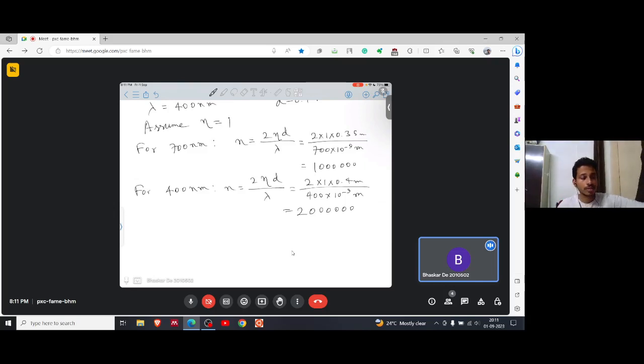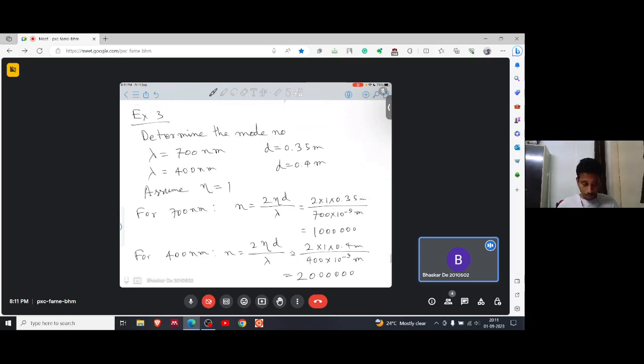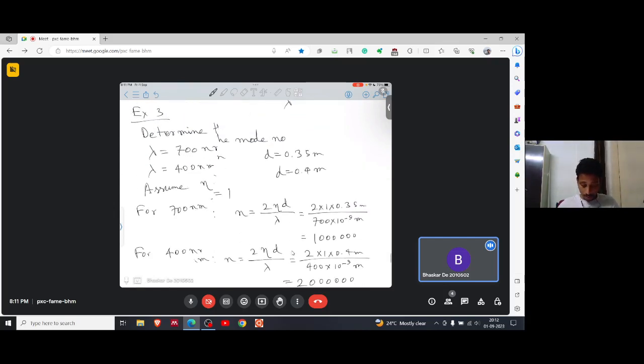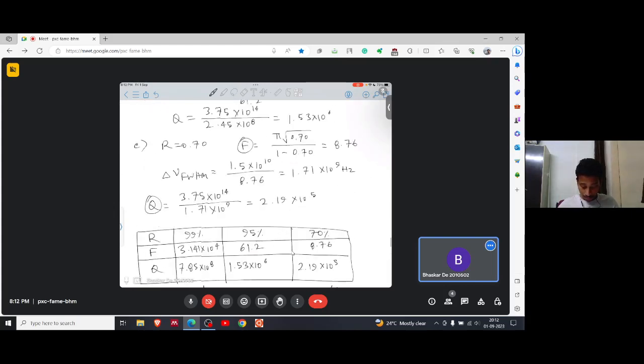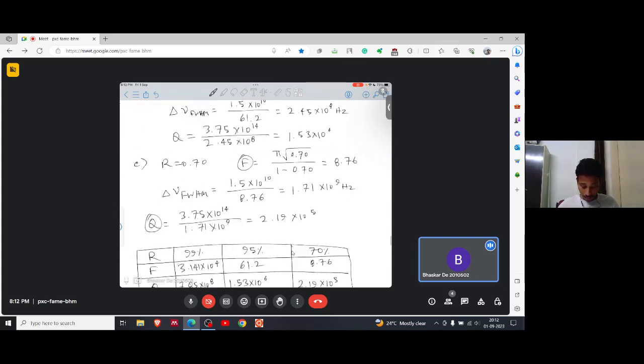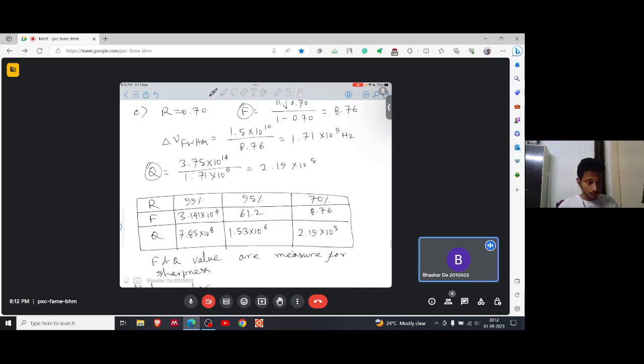So this type of question can be asked in the assignment and in the exam, because these are very short numerical type questions where you just need to calculate the mode or the number of modes, or it is possible that you have to calculate the F or Q of the cavity.